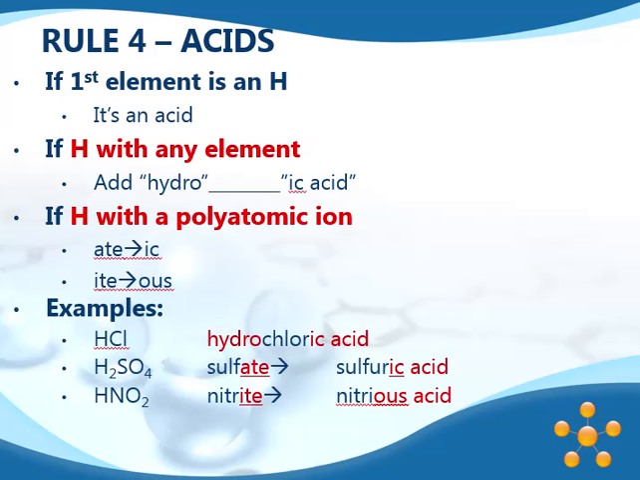All right, and then rule 4, this is our last one. This is our acids. The only time that you're going to have an acid is if the first element is an H. So if it's an H with any element, you're just going to say hydro and then fill in the blank with an ic acid.